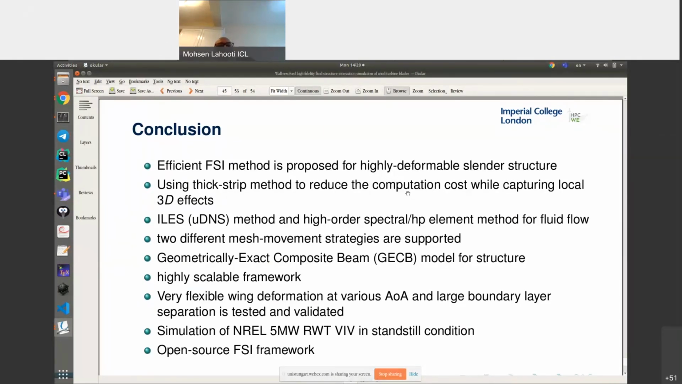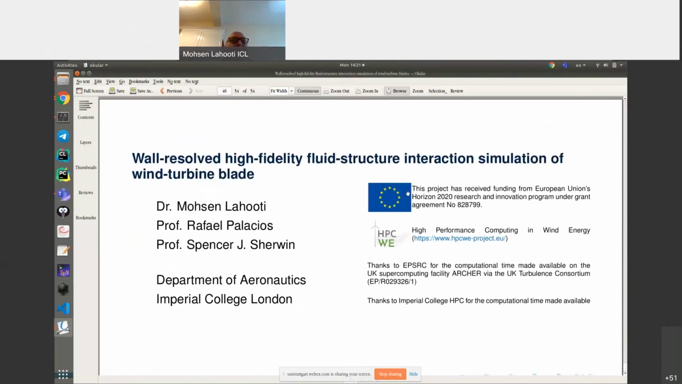Geometrically exact composite beam model for the structure, and a highly scalable framework, and the two examples that I presented: a very, very flexible deformation of a HALE wing at various angles of attack and large boundary layer separation, and simulation of the NREL VIV in a standstill condition. Thank you very much. If you have any questions, I'll be happy to answer them.